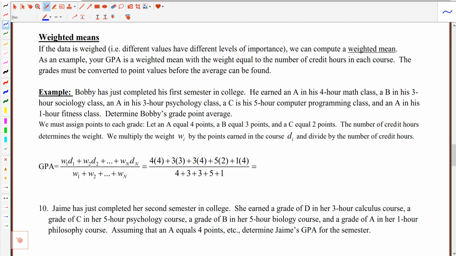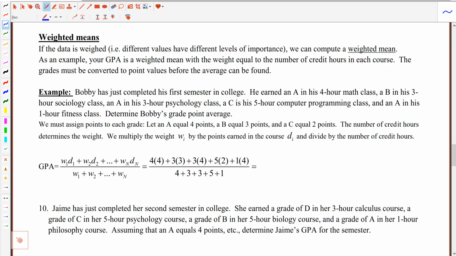So in this example, Bobby has just completed his first semester in college. Now he earned an A in his 4-hour math class, a B in his 3-hour sociology class, an A in his 3-hour psychology class, a C in his 5-hour computer programming class, and an A in his 1-hour fitness class. So given all of that, we're going to determine Bobby's grade point average, or his GPA.